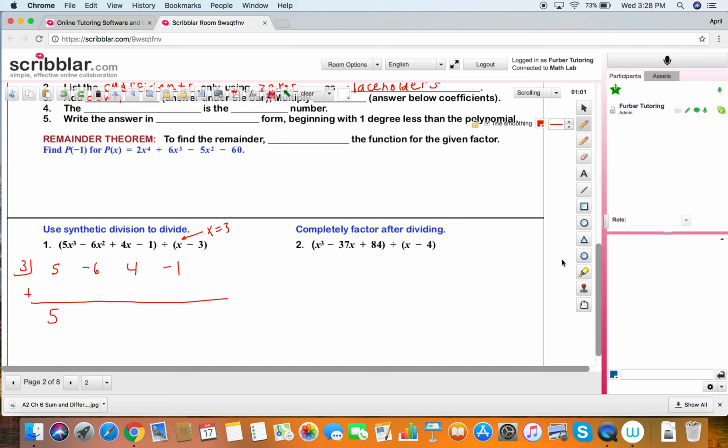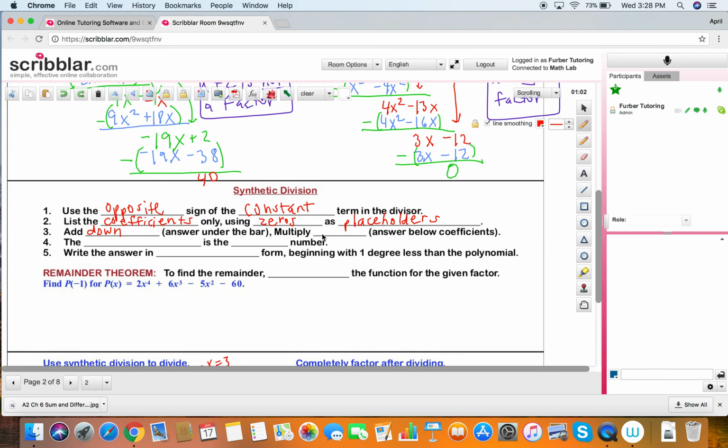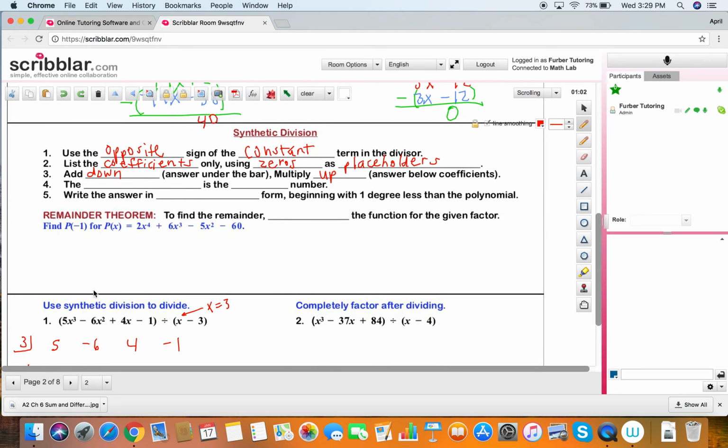Now, you're going to see this real quickly. We're not dividing anything. That's the great thing about this. There's no division involved. There's adding, and there's going to be multiplying, but there's not going to be dividing, okay? So I'm going to add the numbers down. 5 plus 0 is 5. Okay, so the next step is you're going to multiply up. And this time when you multiply up, remember when we add down, the answer goes under the bar. When we multiply up, and you're going to go, what are we multiplying with? I'll show you in a minute. When we multiply up, we write that answer below the coefficients.